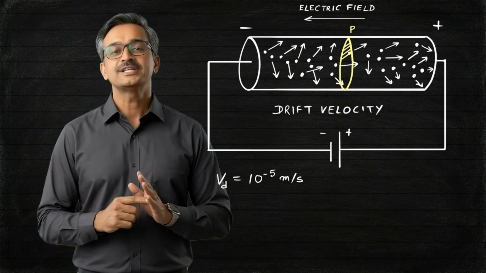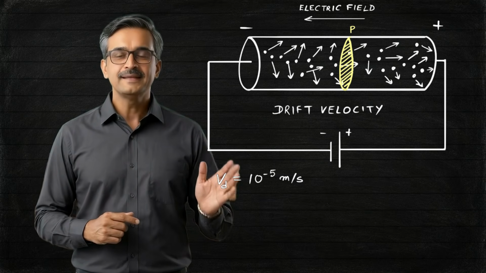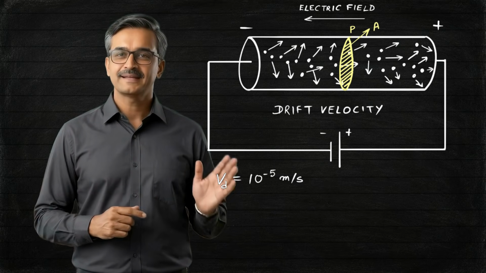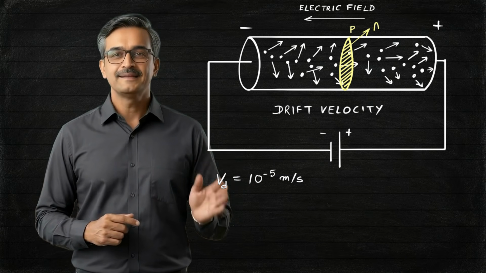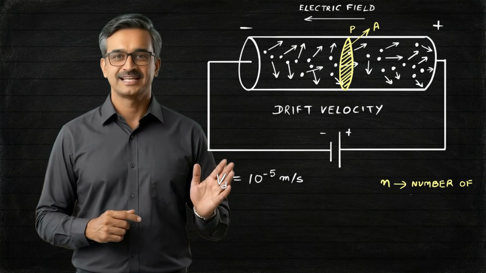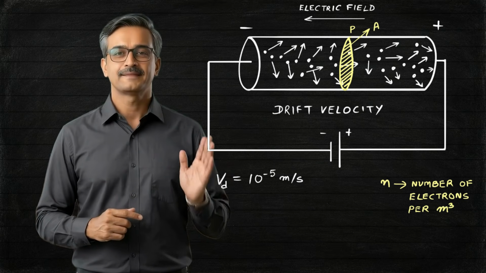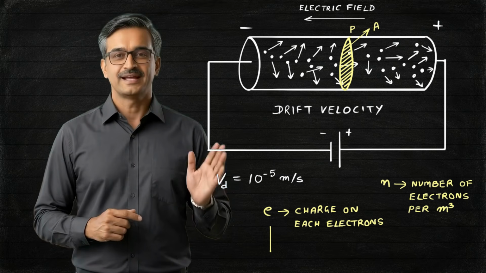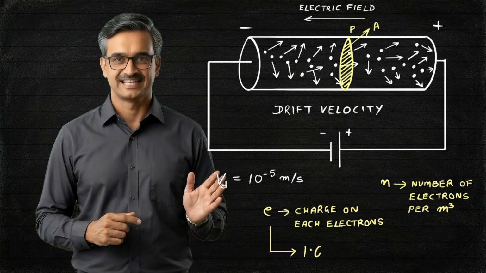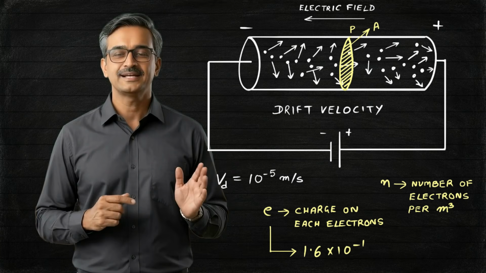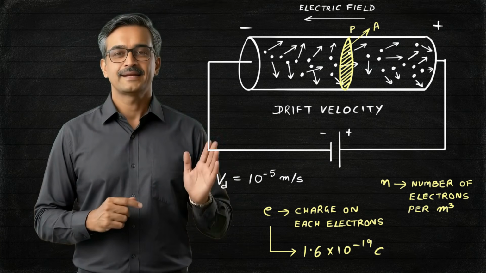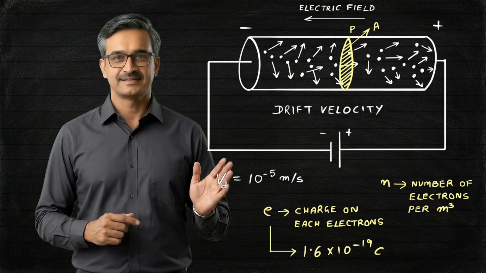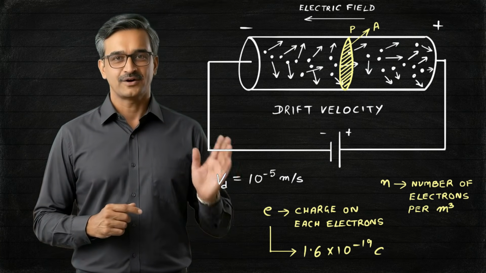Now let's define the quantities that we'll use in our derivation. Let us consider capital A to be the cross-sectional area of the conductor. N is the electron density. That means the number of free electrons present in 1 cubic meter of the conductor. e equals charge on each electron. We know that the magnitude of electronic charge is 1.6 times 10 to the power of minus 19 coulombs. And finally, v sub d represents the drift velocity of the free electrons. These four quantities are enough to derive the current equation.